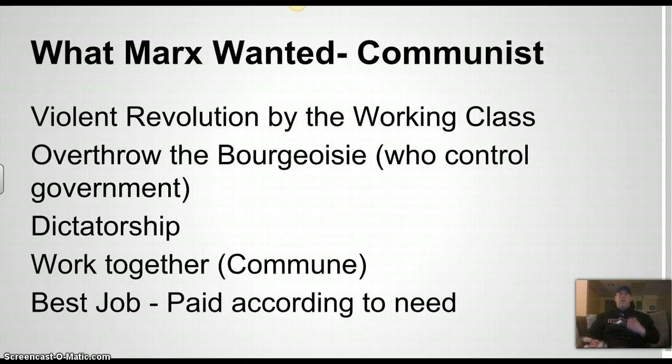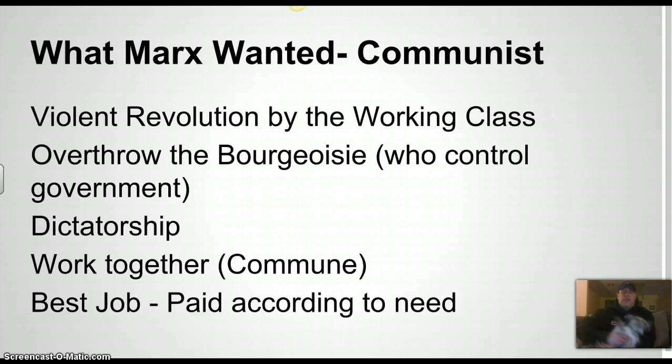Now, what Marx really wanted was a violent revolution. He said the working class needs to rise up, take out the factory owners, take out the rich people, and basically control the government. He said it should be a dictatorship ruled by the working class, and they need to be in charge. Eventually, he wanted to create a situation where everyone worked together and there was no more social class, essentially making it a commune.